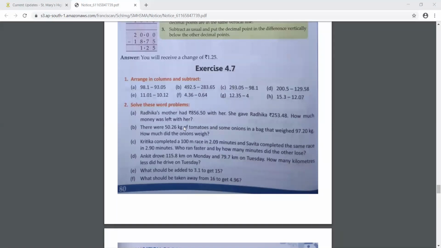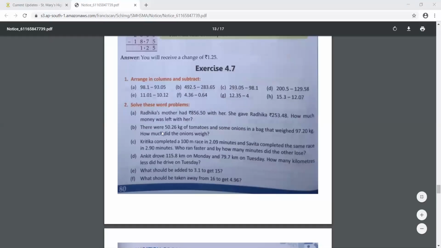And finally, your therefore statement, where you will subtract these two numbers and write the answer. And what is your therefore statement? They have already asked in the question, how much money was left with her? So your therefore statement: therefore, the money left with Radhika's mother. If you write her, you wouldn't know whether we are talking about Radhika or Radhika's mother. So just to clarify that, we write, therefore the money left with Radhika's mother. And then you subtract and write the answer. That's how you have to do this one.